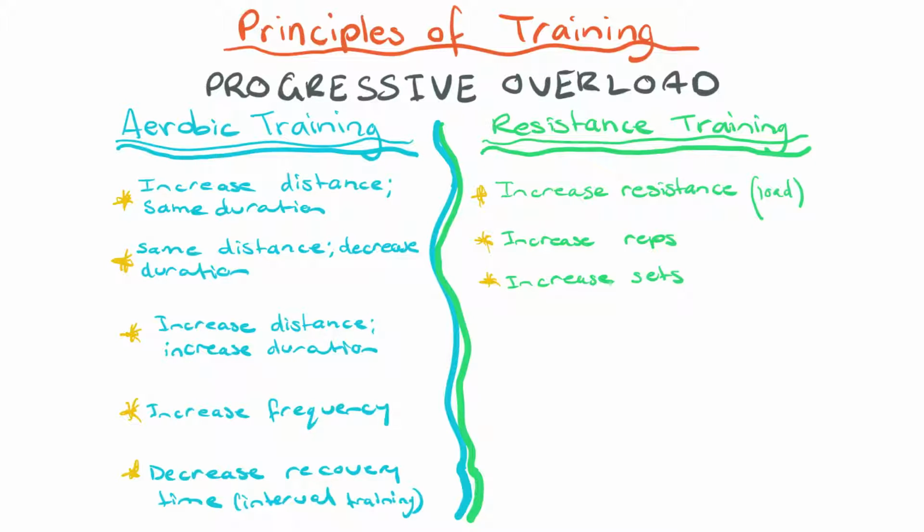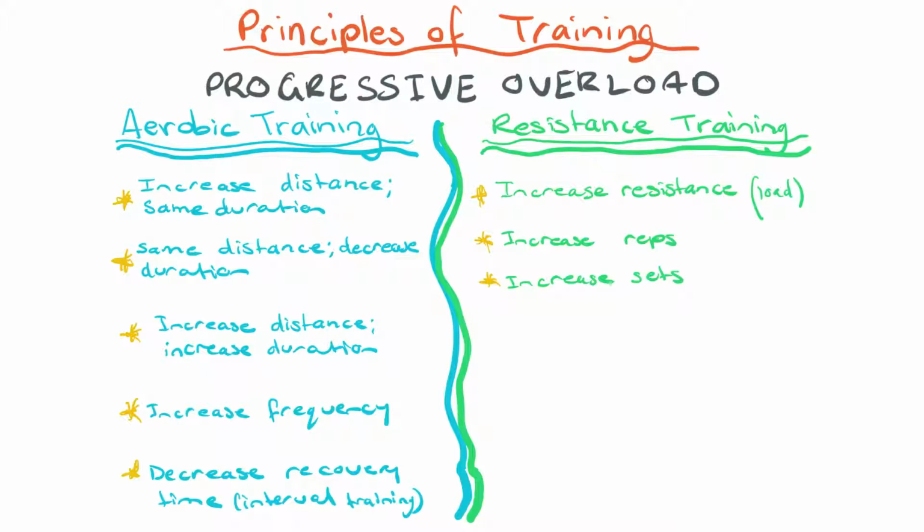So how do we apply progressive overload to aerobic training? We can increase the distance and have the same duration. We can have the same distance but decrease duration. We can increase the distance and increase the duration at the same time. We can increase the frequency, so how often they're doing this exercise. And we can decrease recovery time, for example, in interval training. All these things allow for that overload to happen in aerobic training, because some part of it is increasing or one part's decreasing, usually the recovery part or the time that the activity needs to be undertaken in.